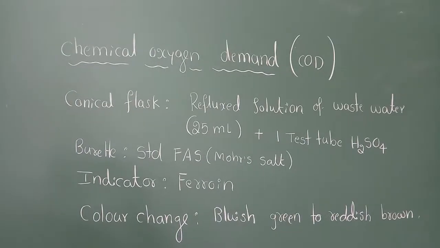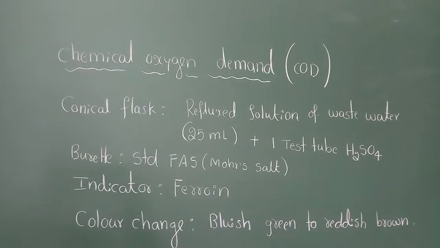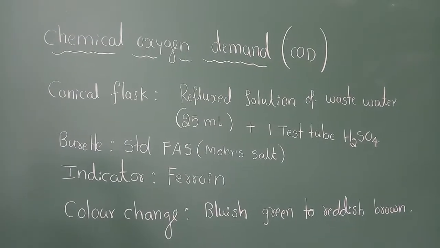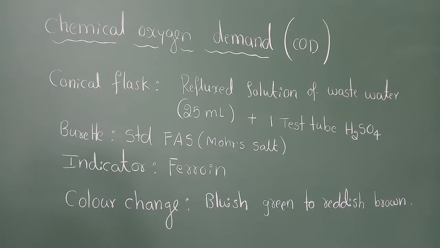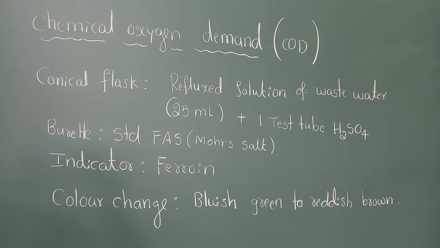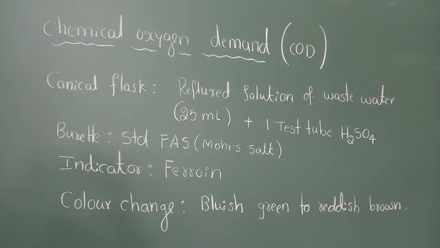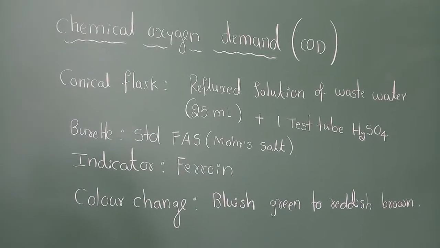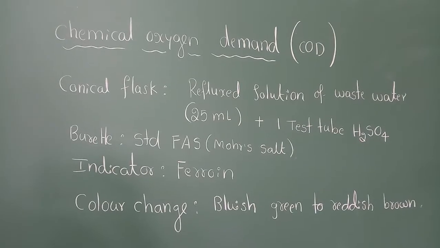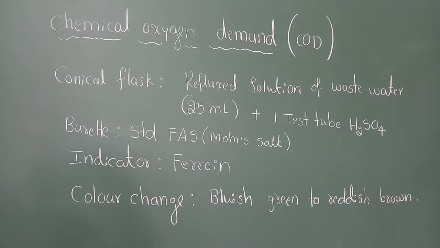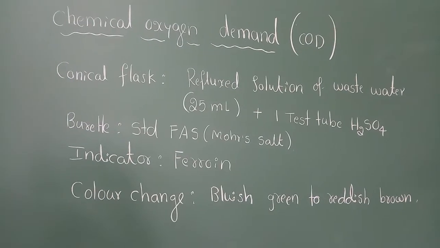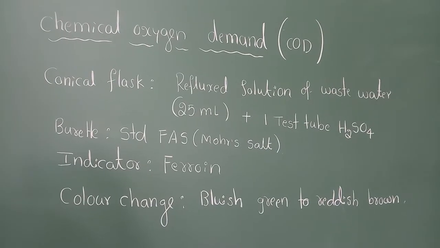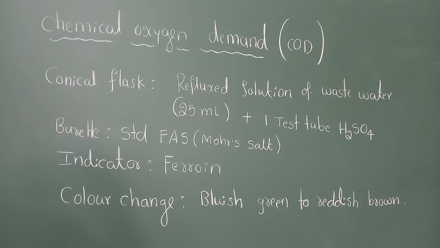So, once it is done, we have to take that refluxed solution of wastewater. We take 25 ml of refluxed wastewater sample in a conical flask and then add 1 test tube of sulfuric acid. So, in this acid medium, it is titrated with standard solution of Mohr's salt, ferrous ammonium sulphate, taken in the burette, using the indicator ferroin. Here the end point is bluish green color changing to reddish brown.